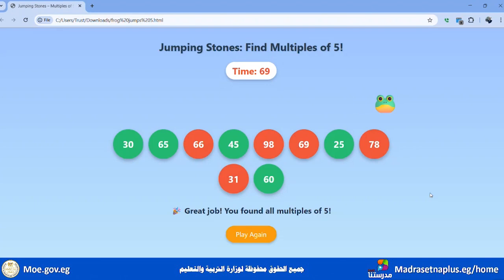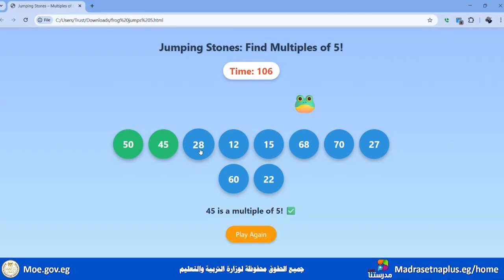Yes. Any multiple of 5, its ones digit is 0 or 5. Yes. 50, good. 45, good. What about 28? Is 28 a multiple of 5?